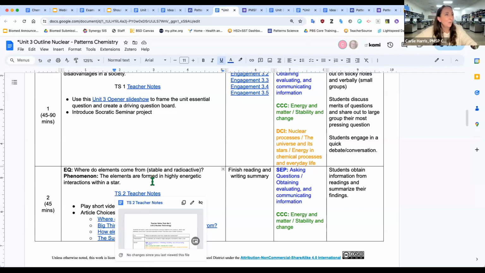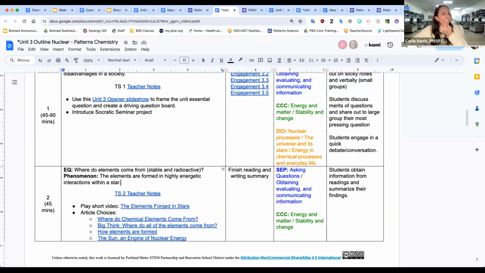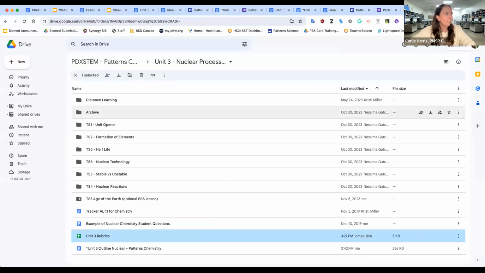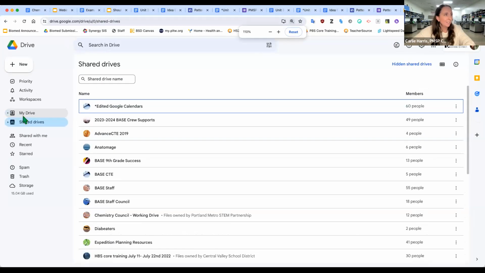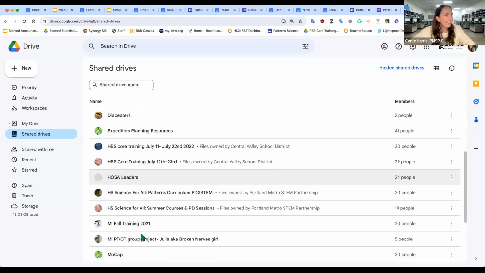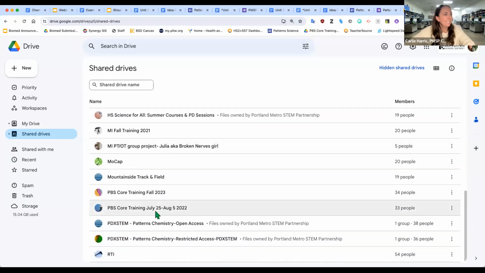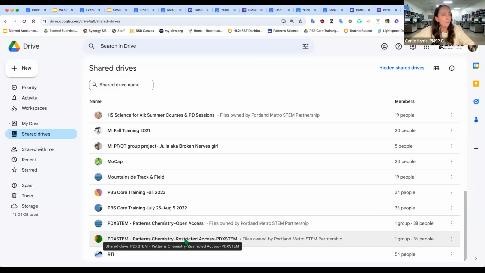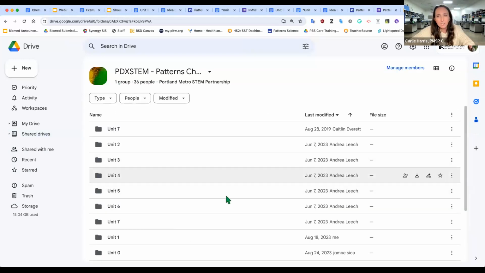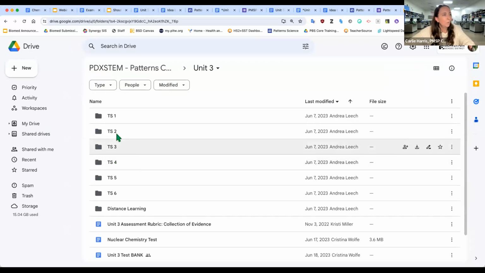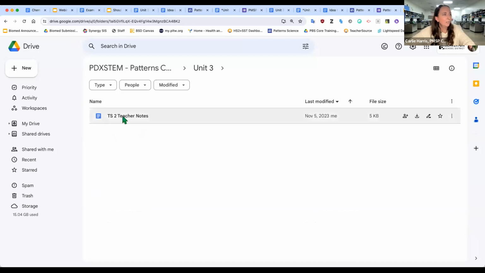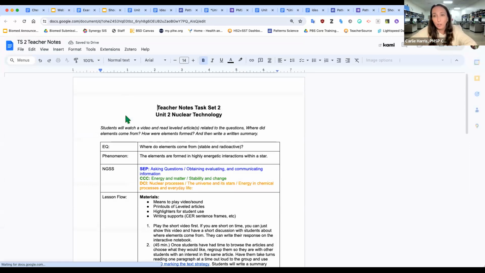Okay. Now we know a lot of people are also accessing our resources through the shared drive. So just to point that out, I'm going to take you through my shared drive, which has a lot of random shared drives that I have, but we see the PDX STEM restricted access folder, right? This is the one that you have to fill out the Google form for. And in Unit 3, we're talking about task set 2. And here's the teacher notes. So 3 different ways to access the teacher notes.